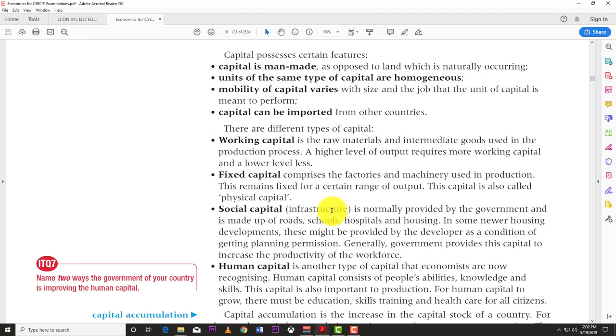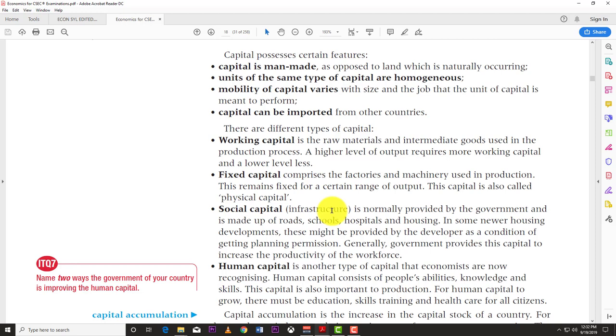Whereas your working capital as a baker are things like your flour, you're going to use up that during production of your bread. Your yeast, you're going to use up during the production of the bread. Your shortening, your butter, your margarine, whatever you're using, that is going to be used up during the production of your bread. So working capital are those raw materials and intermediate goods that are used in the production process. Whereas fixed capital are those fixed assets, your machinery, the factory itself, your vehicle, your equipment, they are not going to be used up during the production process.